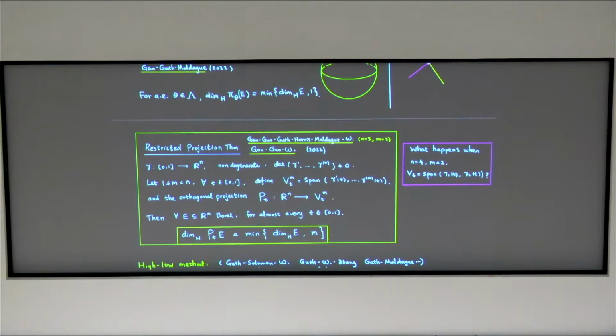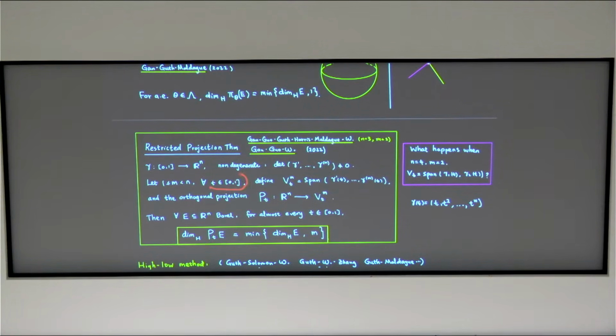So in higher dimensions, suppose gamma is a non-degenerate curve. A good example of gamma can be gamma(t) equals the moment curve. And we say non-degenerate if the determinant of the first until the nth derivatives is non-zero. So in particular, this moment curve satisfies this non-degeneracy condition. And so here, let m be some number between 1 and n minus 1.